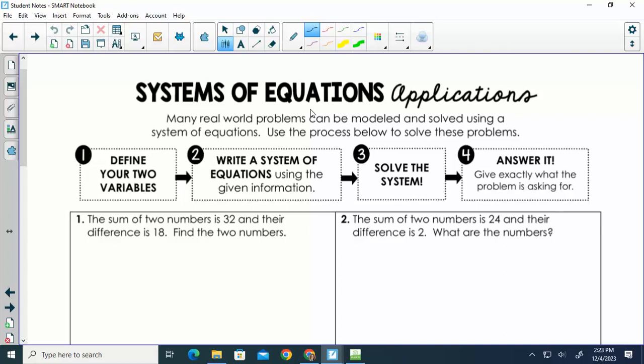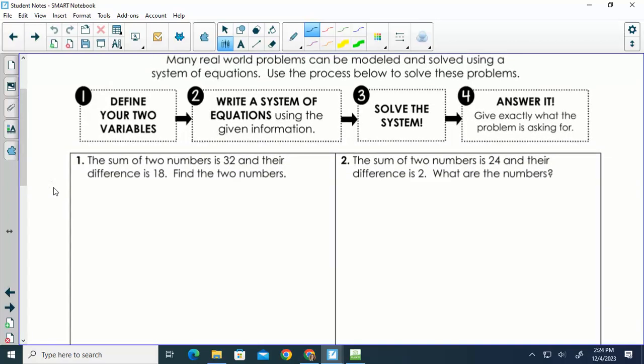All right. So let's take a look at a problem. The sum of two numbers is 32, and their difference is 18. Find the two numbers. So I'm trying to find two numbers. So what should my x and my y be? What am I looking for? Two numbers. So x is the first number, and my y is my second number. All right, that's a point right there.